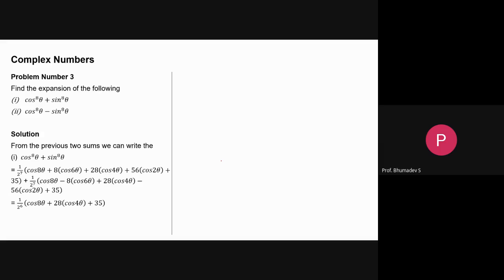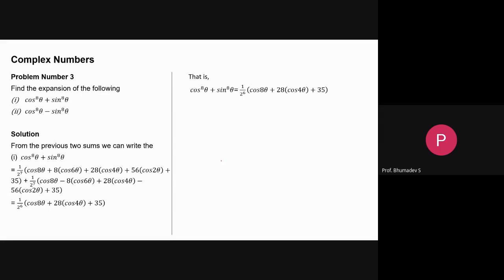But again, divide the numerator and denominator by 2. So we are getting 1 upon 2 to the power of 6 into cos 8 theta plus 28 cos 4 theta plus 35. So the expansion for the first subdivision, simply you can write cos to the power of 8 theta plus sine to the power of 8 theta is equal to 1 upon 2 to the power of 6 into cos 8 theta plus 28 cos 4 theta plus 35.